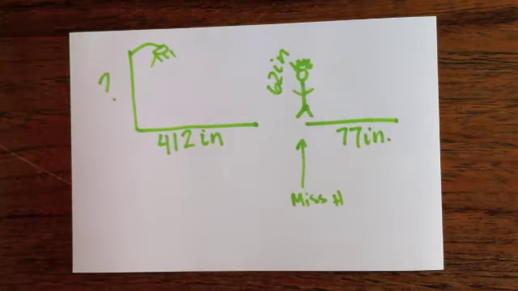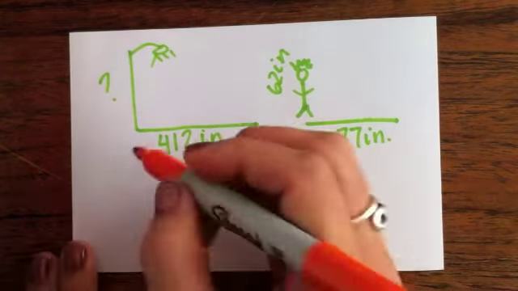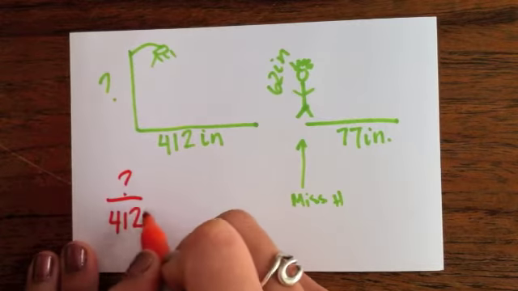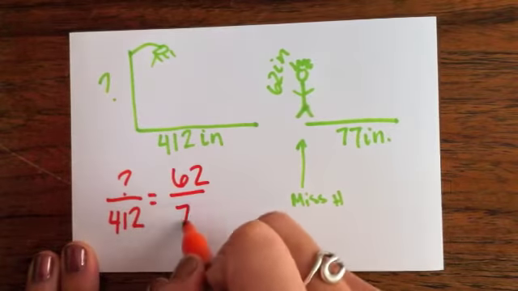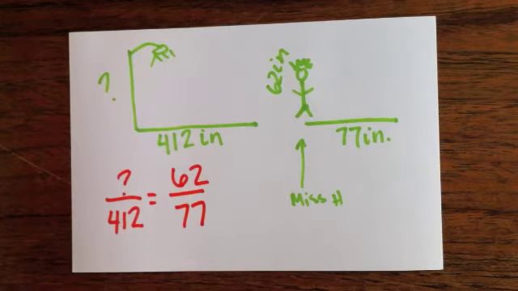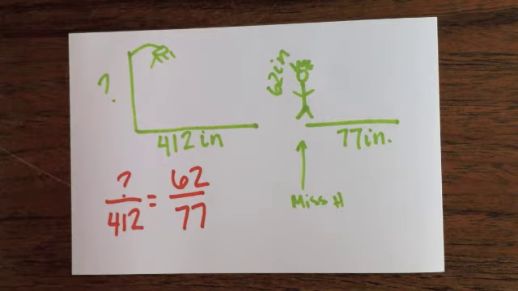Now to set up the proportion. First, the lamppost's height over the lamppost shadow. Now, Miss H's height over her shadow. Alright, enough showing. You guys solve for the question mark to see what the height of the lamppost is.